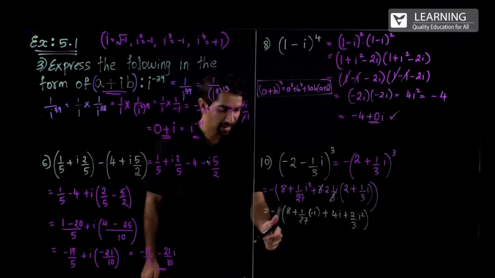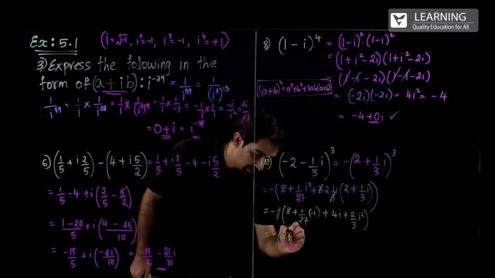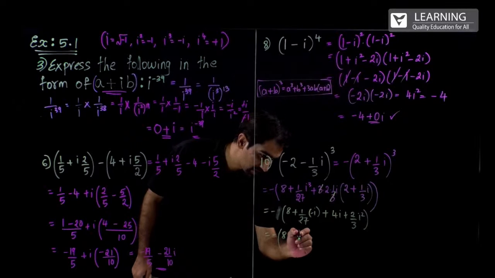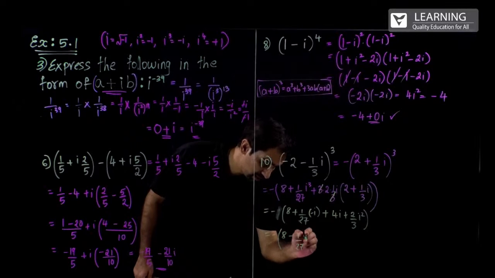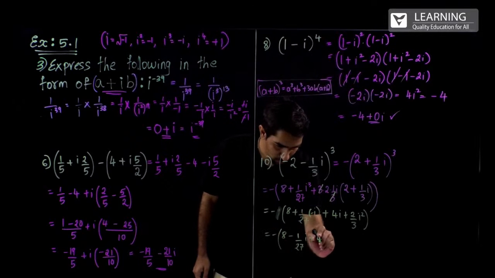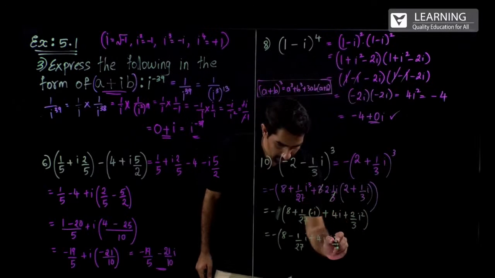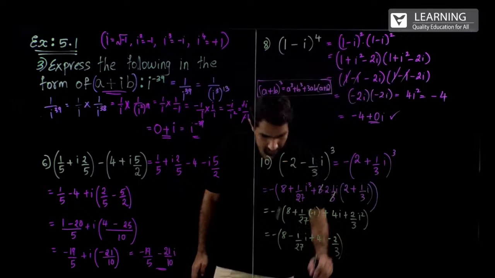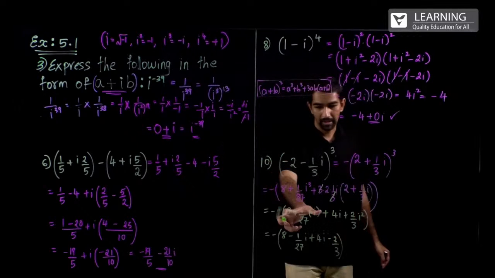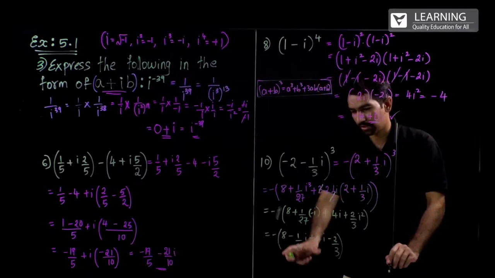Moving on further, what will happen? This plus into minus will become minus, correct? So minus as it is outside, 8 minus 1 by 27 i plus 4i square. i square is nothing but how much here? Minus 1. So this is becoming minus 2 by 3. Okay. Now take the real numbers on one side and imaginary numbers on one side. Then you have to simplify, that's all, finished.